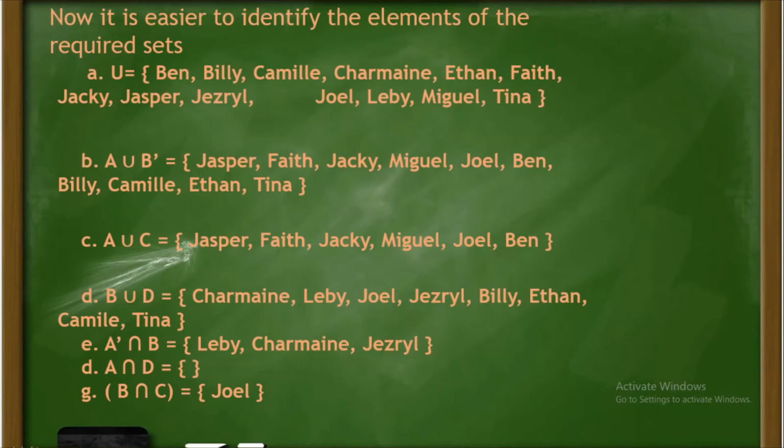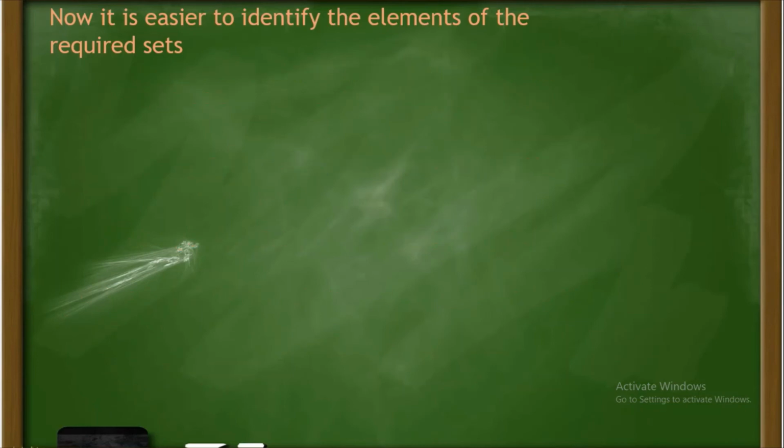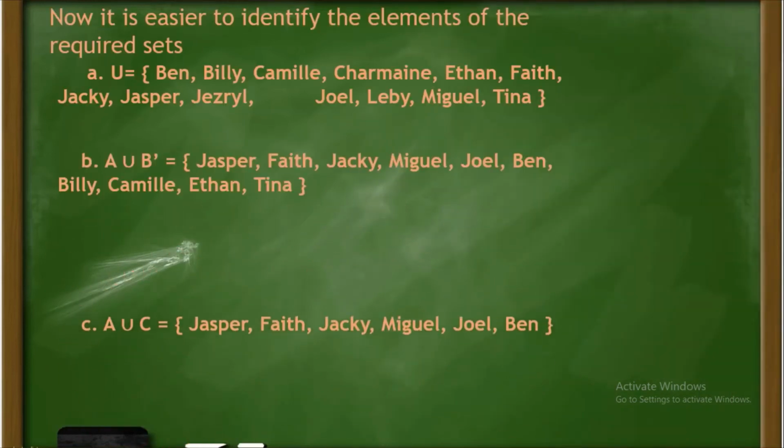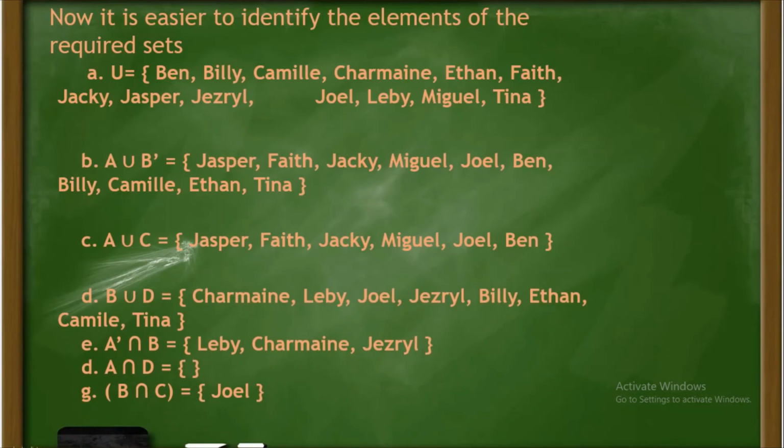So, A intersection D, ano yung element na nandun sa A at saka element na nandun sa D, or ano yung element na magkapareho sila. So, therefore, wala. So, letter G, set B intersection C, ano yung element na nag-intersect si B at saka si C. So, that is only Joel. So, yun yung paggamit ng Venn diagram.